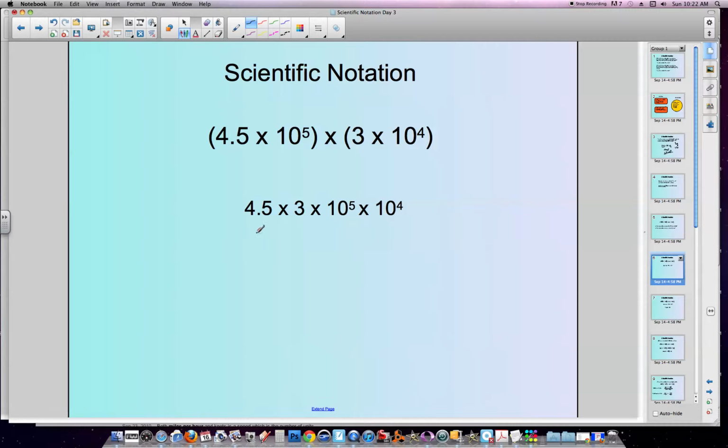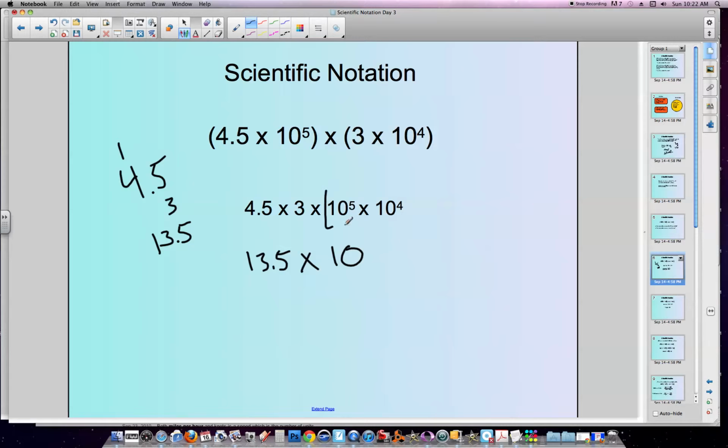So we've now gotten rid of the parentheses and rearranged it. Well, we can solve for this, right? What's 4.5 times 3? Well, I don't know. Let's multiply it out and find out. 4.5 times 3. Well, 3 times 5 is really 15, and 1. 3 times 4 is 12, plus 1 is 13. 13.5. Fabulous.